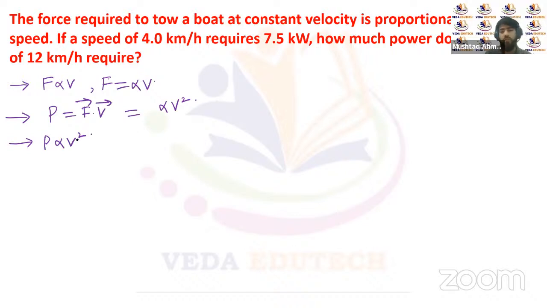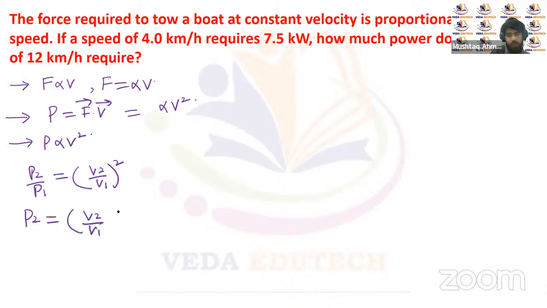Now the question is that if a speed of 4 kilometers per hour requires 7.5 kilowatts, how much power does a speed of 12 kilometers per hour require? We can say that P2 upon P1 will be equal to (V2 upon V1) whole square. So P2, which we have to find, will be equal to (V2 upon V1) whole square multiplied by P1.